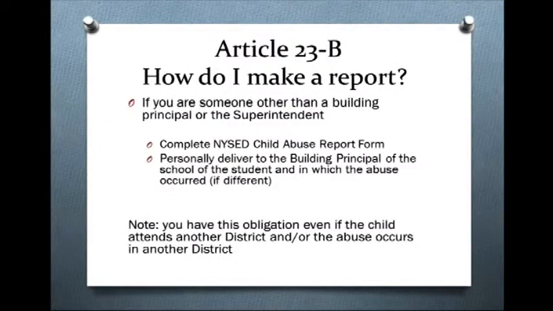So how do you make a report? If you are not the building principal or superintendent, you should complete the New York State Education Department Child Abuse Report Form and personally deliver it to the building principal of the school for the student in which the abuse occurs and the student's principal if they are different. You should note that you have this obligation even if the child attends another district and/or the abuse occurs in another district. The form for making a report is included with the materials for this presentation.